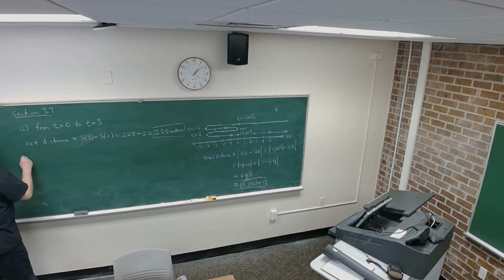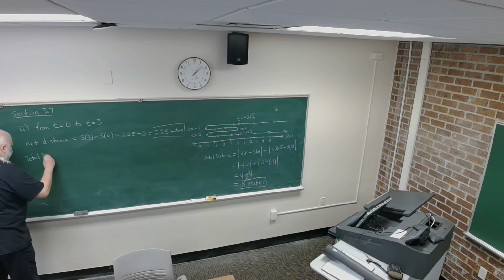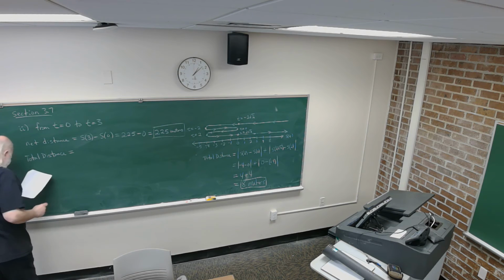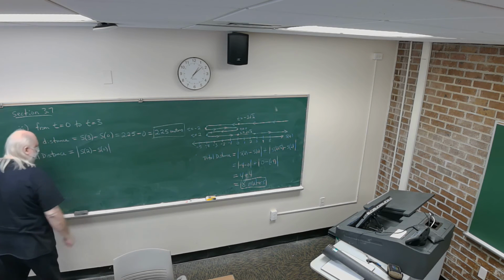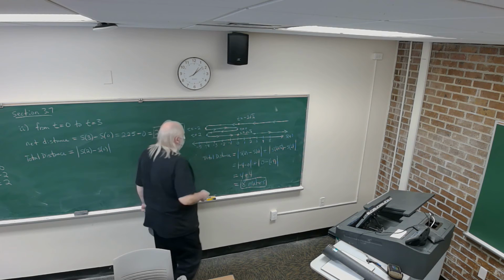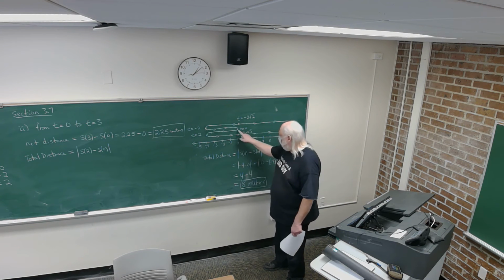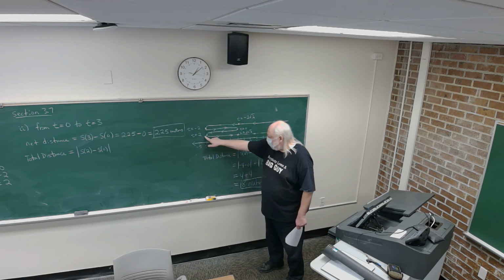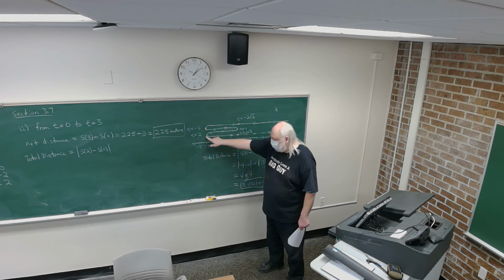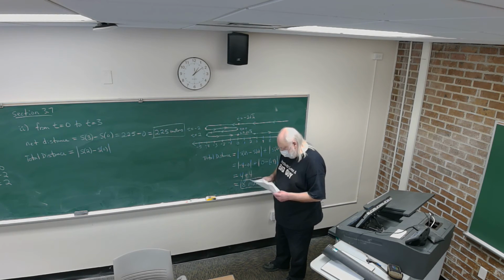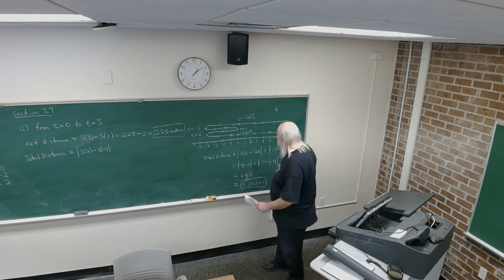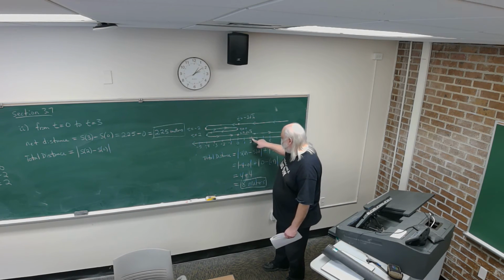The total distance traveled is equal to the absolute value of S of 2 minus S of 0. So remember, we're going from 0 to 3, right? T equals 0, t equals 3. So we start here at t equals 0, and it moves to the left until t equals 2. So we have to calculate that distance, and then we have to calculate the distance from t equals 2 to t equals 3. And I think I did put that on the board. Yeah, it's 2 1/4. So at t equals 3, this is where it's located.